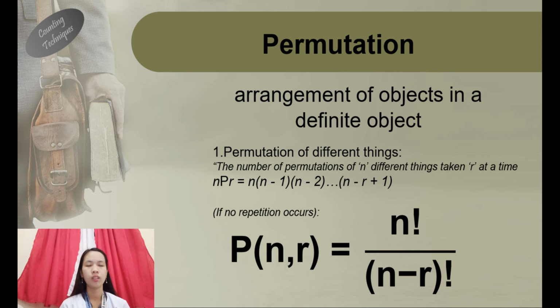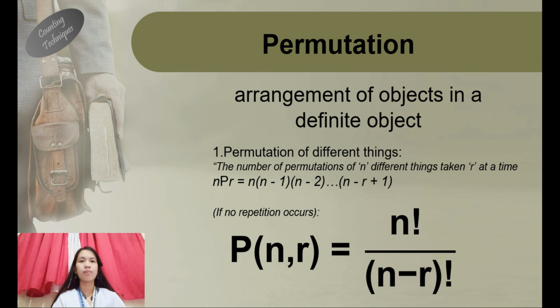Permutation can be defined as an arrangement of objects in a definite order. Number 1. Permutation of different things. The number of permutations of n different things taken r at a time is equal to n times the quantity n minus 1 times the quantity n minus 2 and so on, times n minus r plus 1.